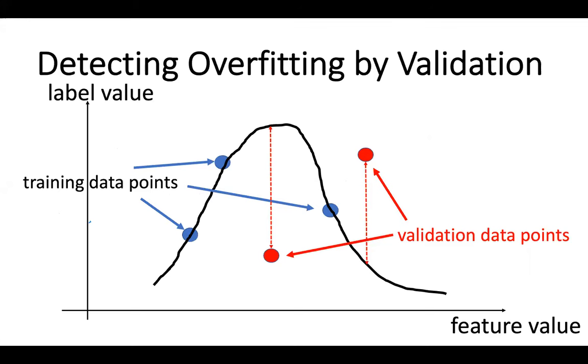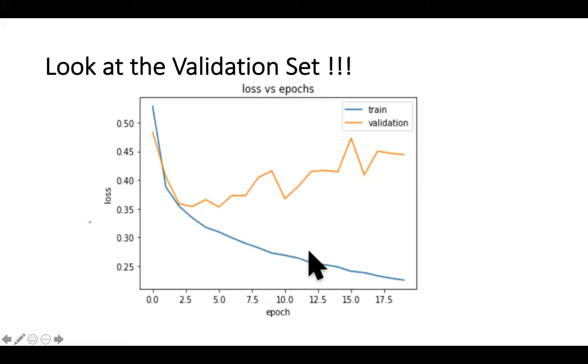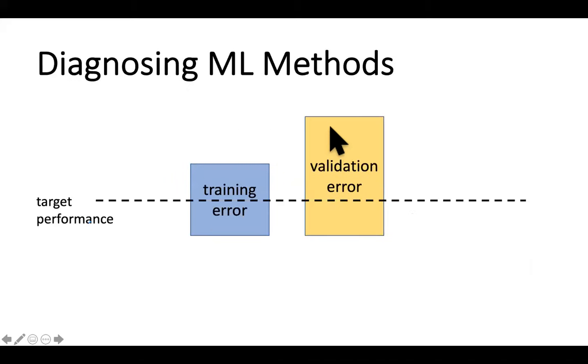Then the question is, what if I get a smaller validation error than training error? This should typically never happen. If you get a smaller validation error than training error, then this might point to the training not working, so the fit function doesn't work properly.